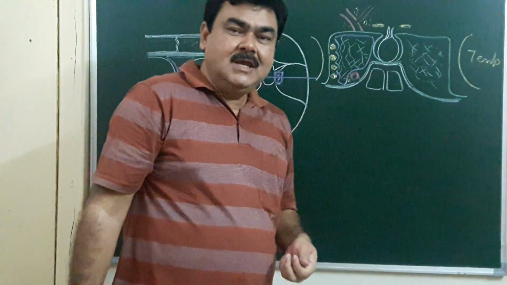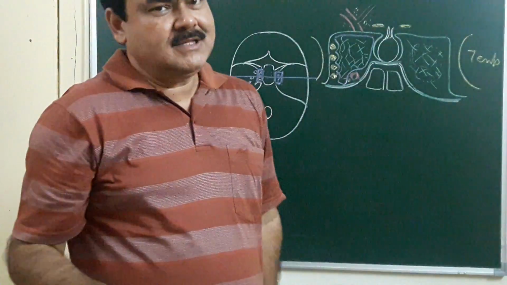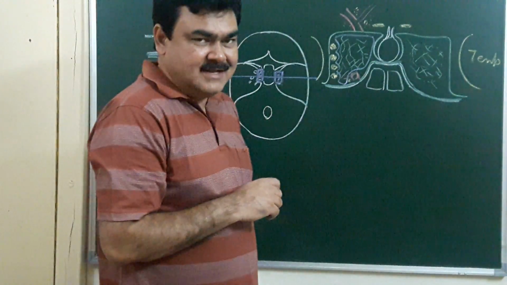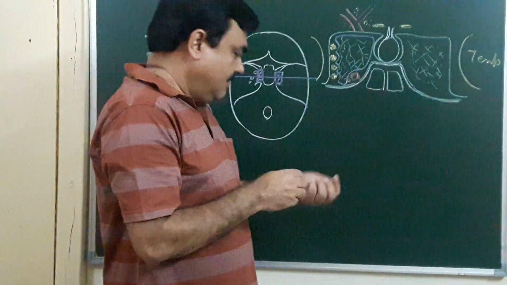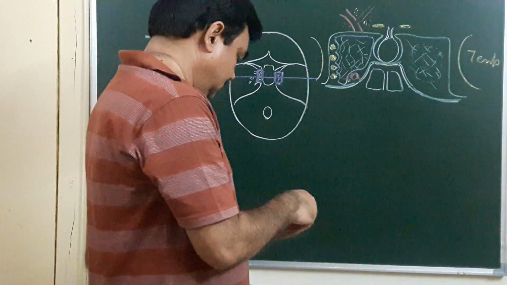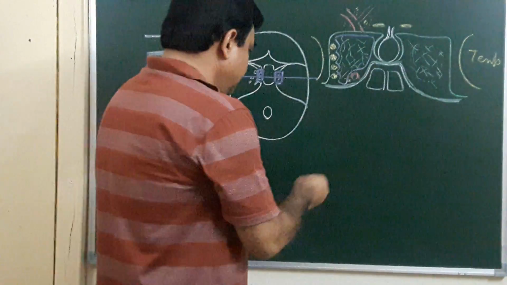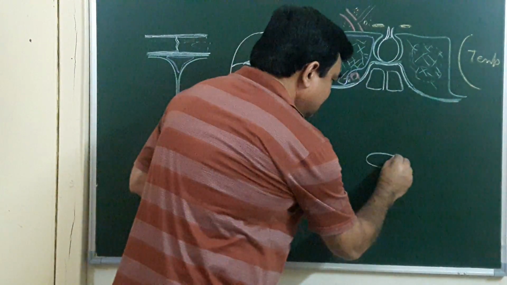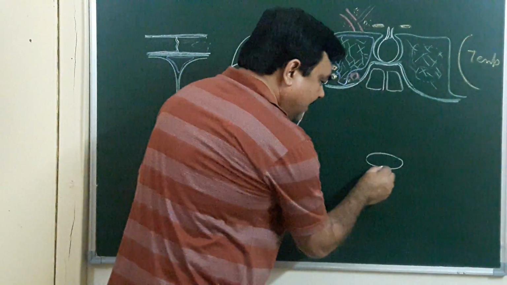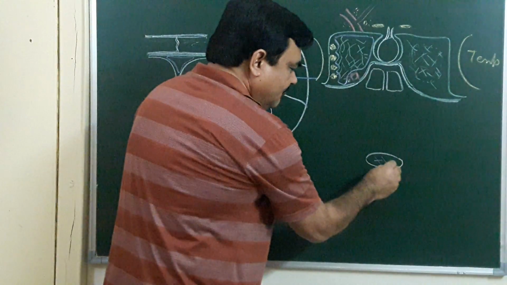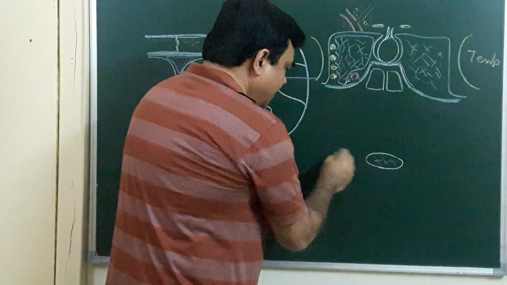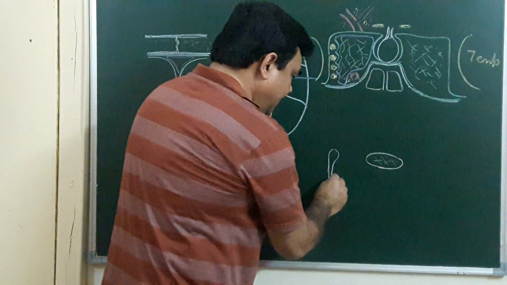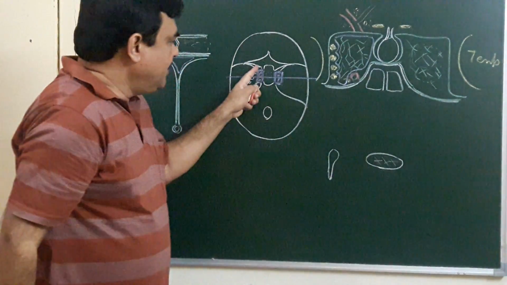Now we'll discuss the incoming channels. What are the incoming channels? What are the tributaries of the cavernous sinus? First of all, suppose this is the cavernous sinus, a schematic diagram, full of caverns. Anteriorly, here is the superior orbital fissure.